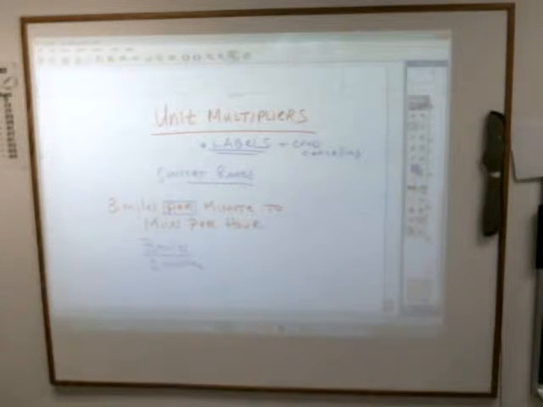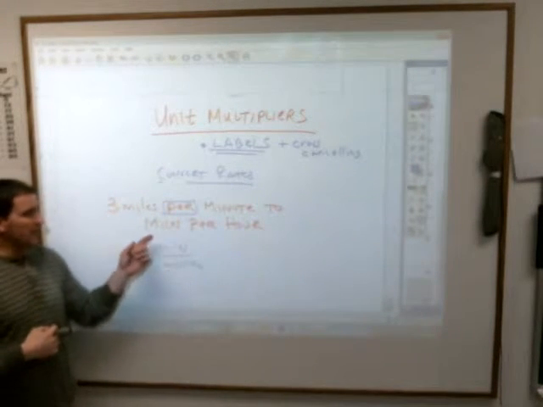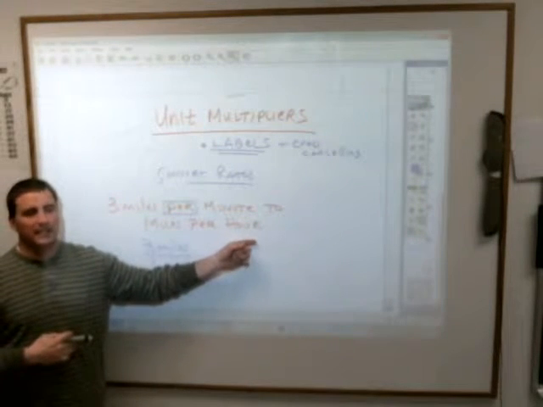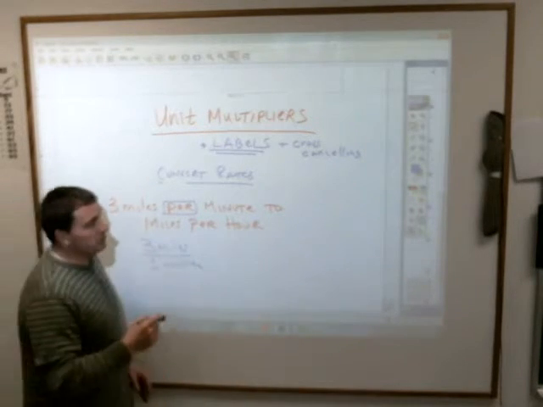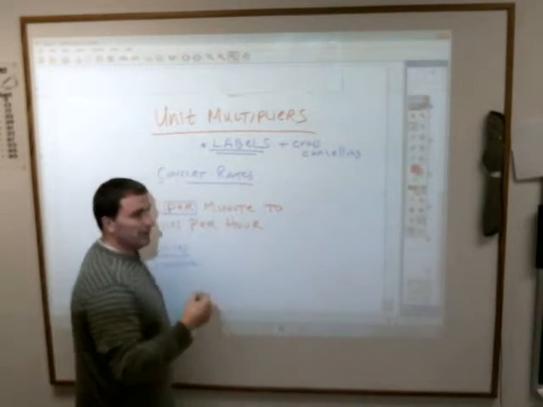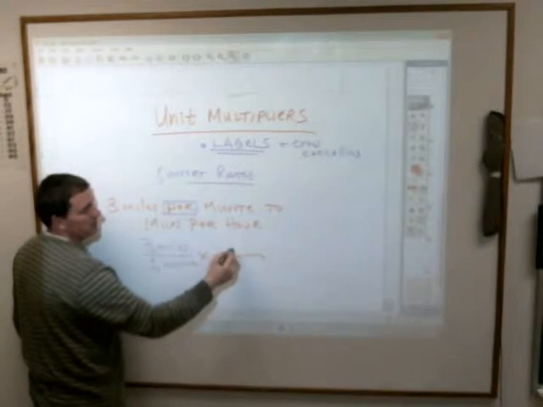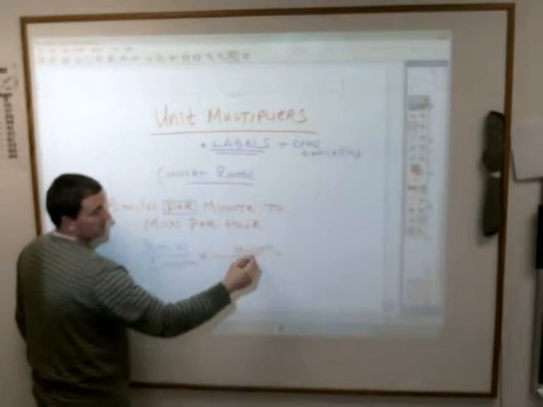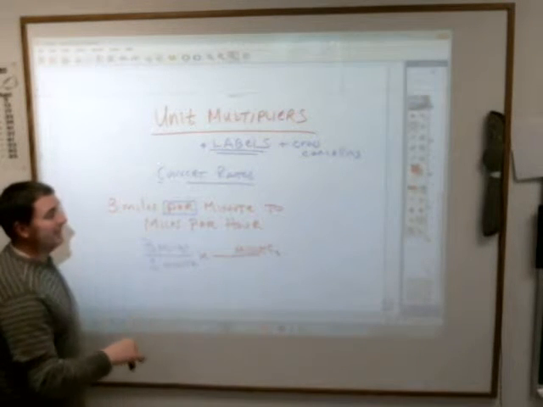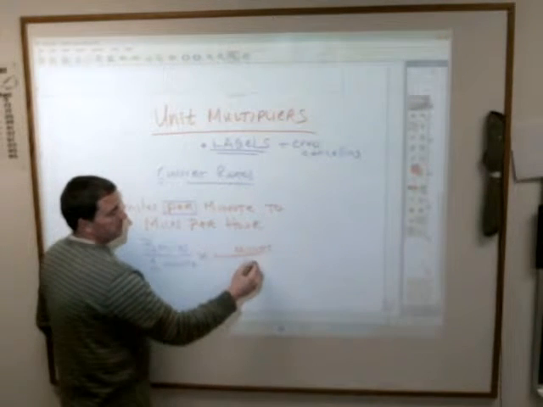Okay. I want to change what label? Am I changing the miles into something or the minutes into something? I want it miles per hour. So which one's staying? The miles is staying. I want to get rid of the minute. That tells me when I cross cancel, when I use my unit multiplier, I want minutes to be able to cross off. So I want to put minutes up here, because it needs to cross cancel. I want to get rid of it and change it into hours, so that has to go on the bottom.